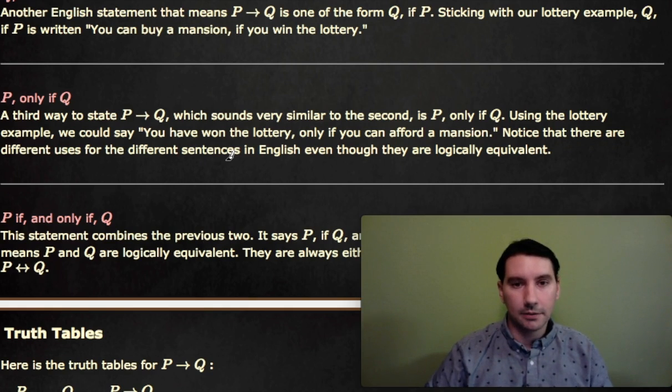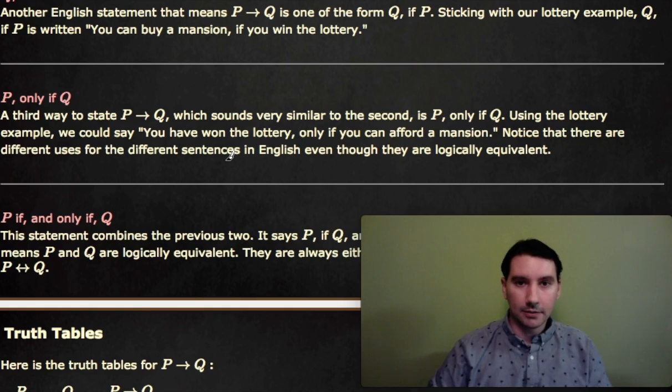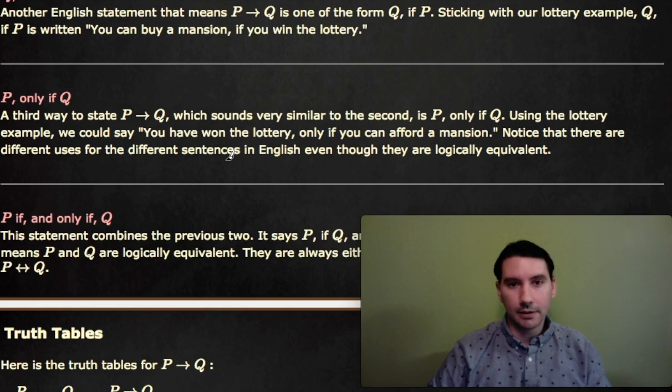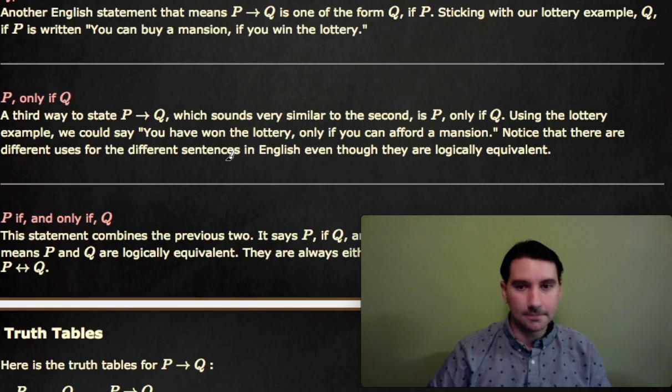So it sounds a little bit different, but you could imagine your friend saying, I've won the lottery, and then you could say, oh, well, let's go buy this mansion. And he says, oh, I can't afford that. Then you might get a little suspicious and say, you've only won the lottery if you can afford a mansion. So logically, it means the same thing.